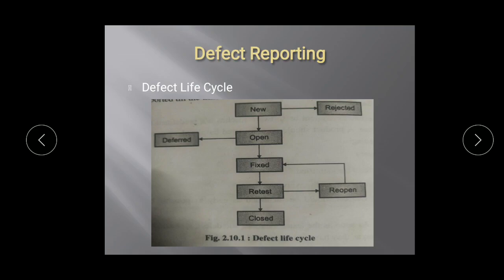Fixed: if the developer has worked on the defect and resolved it, then it moves to the fixed state. Once the developer has opened the problem and solved the error, it moves to the fixed state. Once fixed, retesting of the product is done, checked every time. If there is a problem in the retesting, it goes again into the reopen and fix stages. If not, it will move to the closed state.